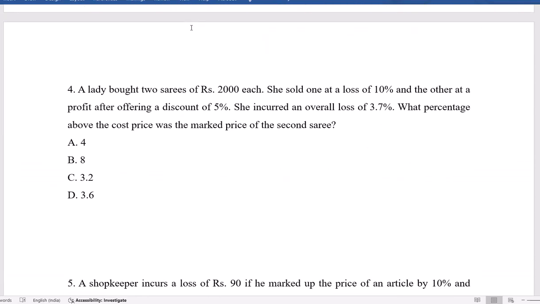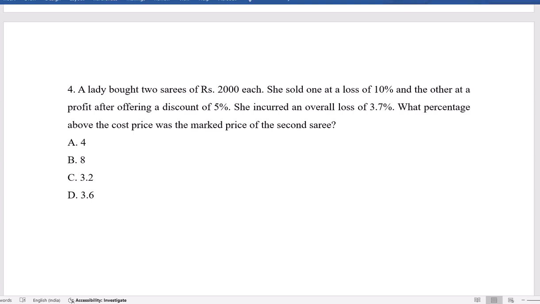Now look into the next question. A lady bought two sarees of rupees 2000 each. Profit and loss in general, they'll ask two questions. Now let's have a look into this. A lady bought two sarees of rupees 2000 each. She sold one at a loss of 10%, other at a profit after offering a discount of 5%. She incurred an overall loss of 3.7%. Overall loss is 3.7%. See, cost price of first one plus cost price of second one. Total 4,000.